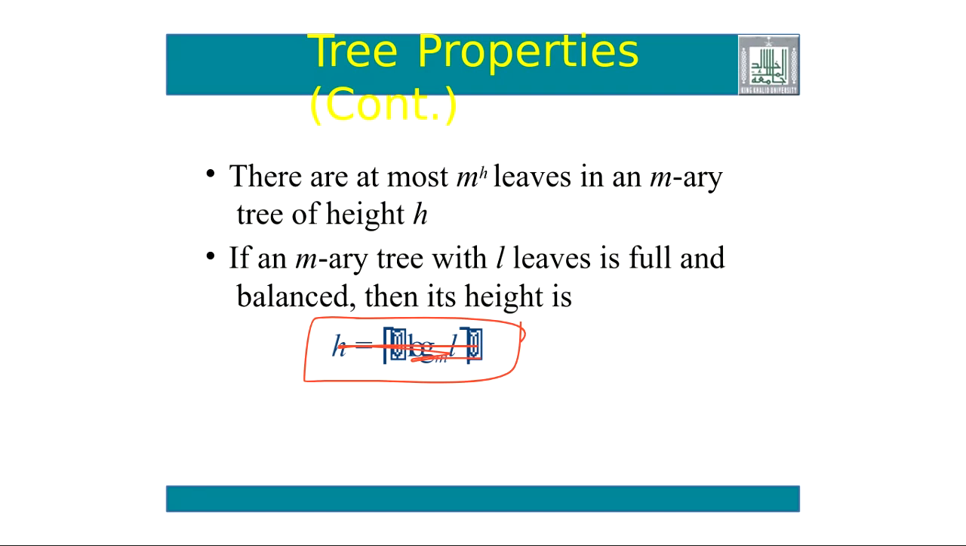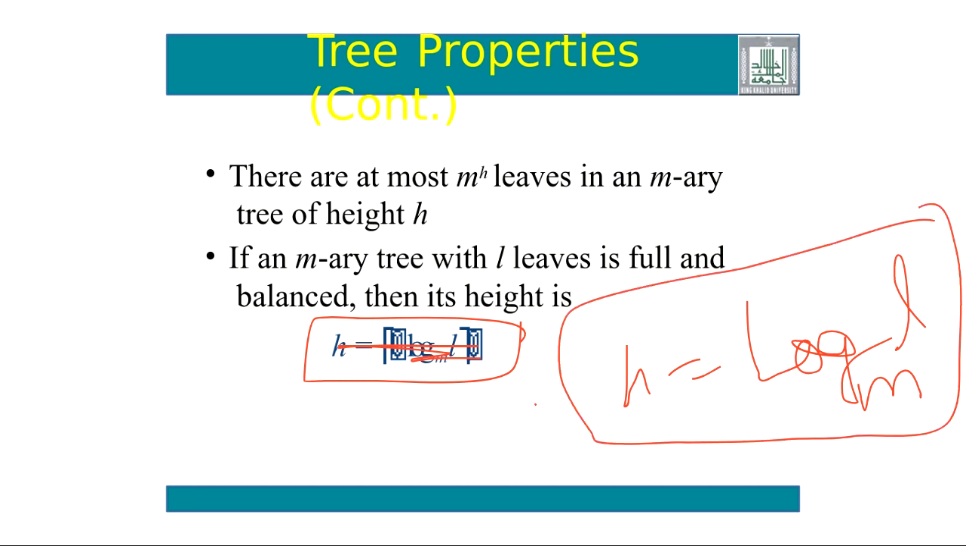Yeah, I will write this one. H is equal to copy. H is equal to log, I think you have, right? Log M L. Okay, so this is the formula for calculating the height of the tree.